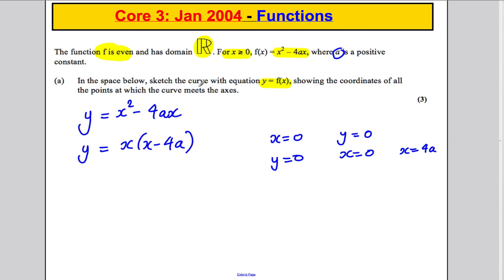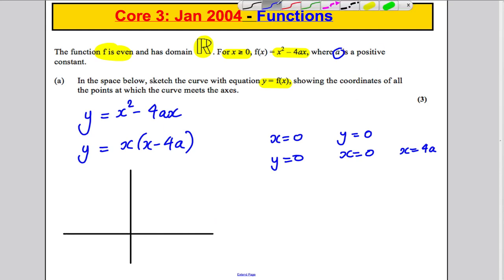Okay, so what does this graph look like then? Let's have a go at drawing this graph. This graph has a root at (0, 0). It also has a root at 4a, which I'm going to put somewhere over here. And you know it's a u-shaped x squared, so it's going to look something like this.